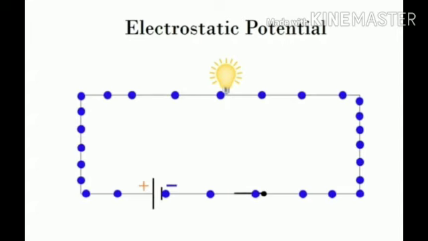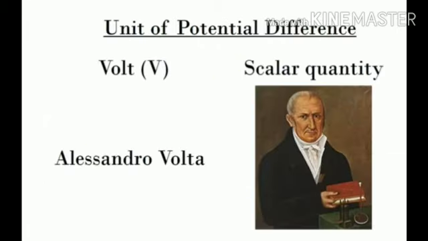Now this difference in the potential is called the potential difference. The unit of potential difference is volt and it is denoted by capital V. It is a scalar quantity and it is named after the great scientist Alessandro Volta.